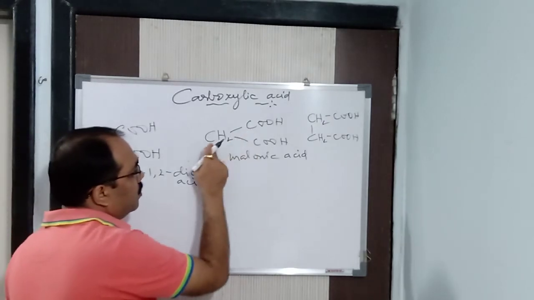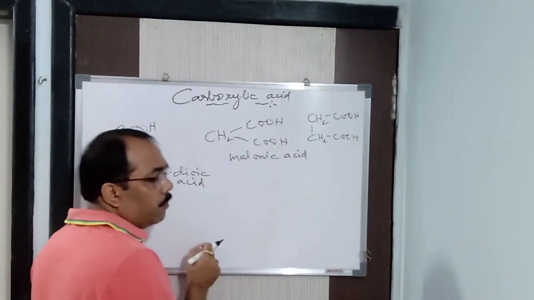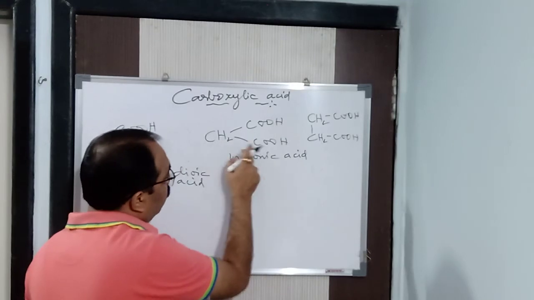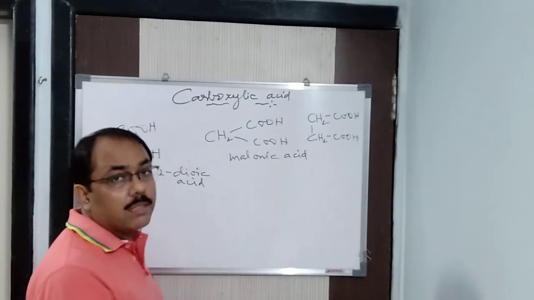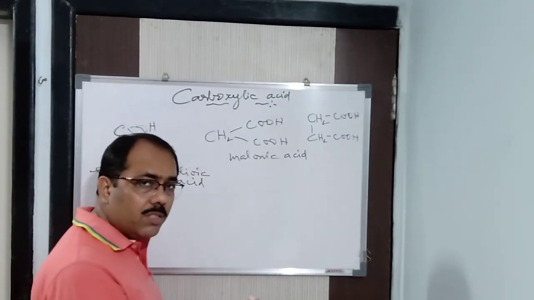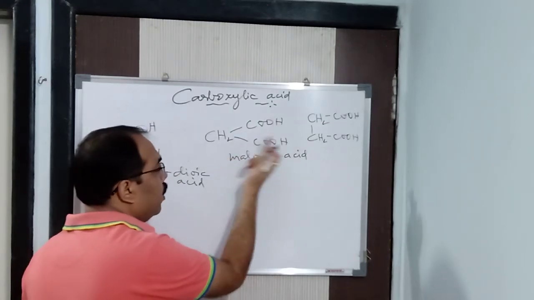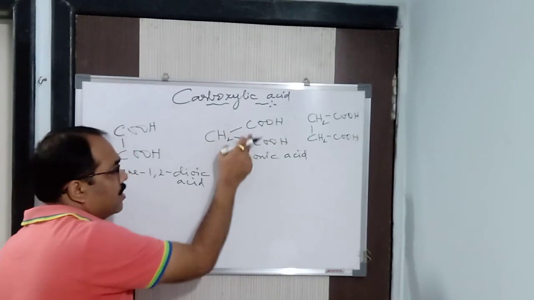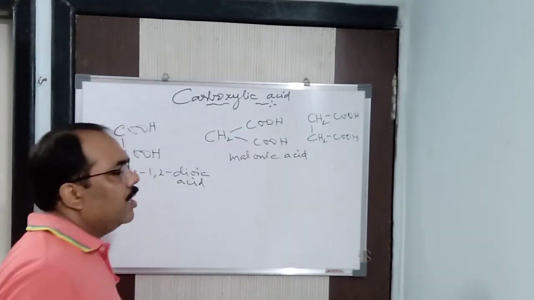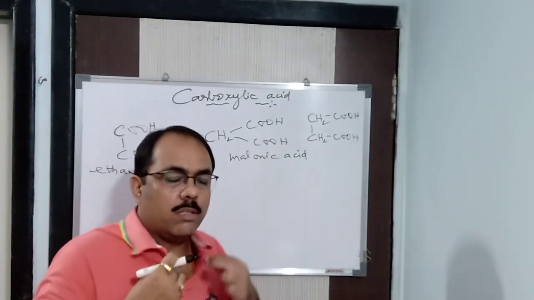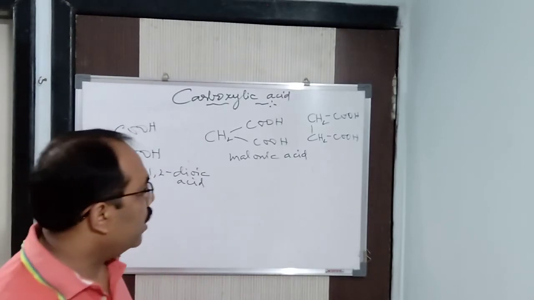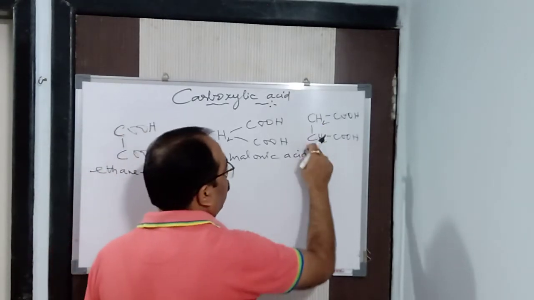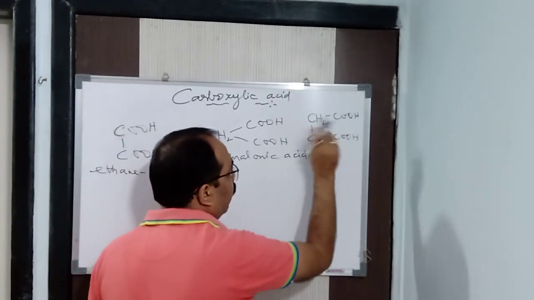Like this one, what is the IUPAC name? 1, 2, 3 carbon atoms. Prop, single bond, an, propane 1,2-dioic acid. Sorry, propane 1,3-dioic acid. It is 1, 3, not 1, 2. Dioic acid. Similarly, what is that? 1, 2, 3, 4. So butane 1,4-dioic acid.